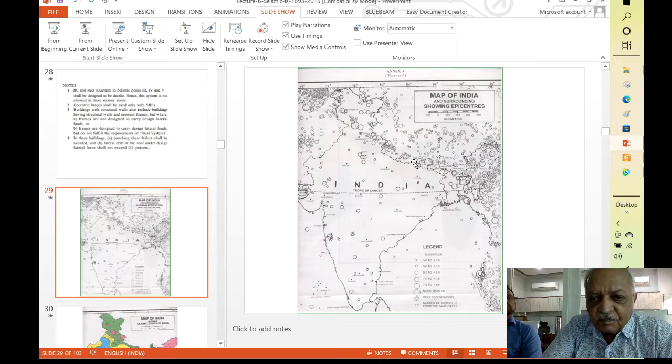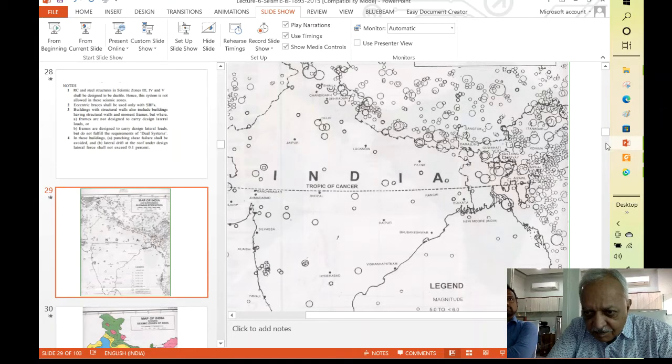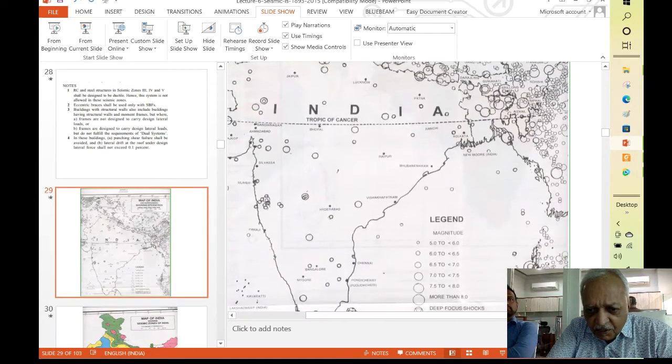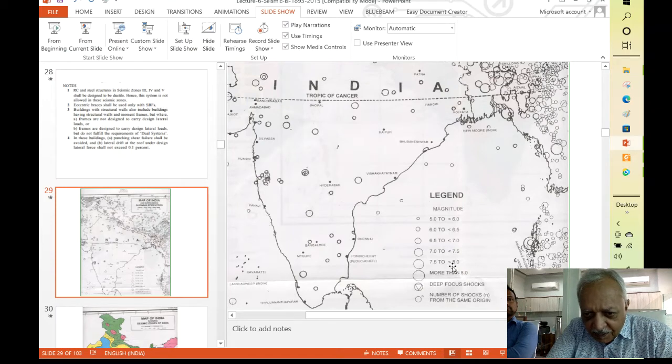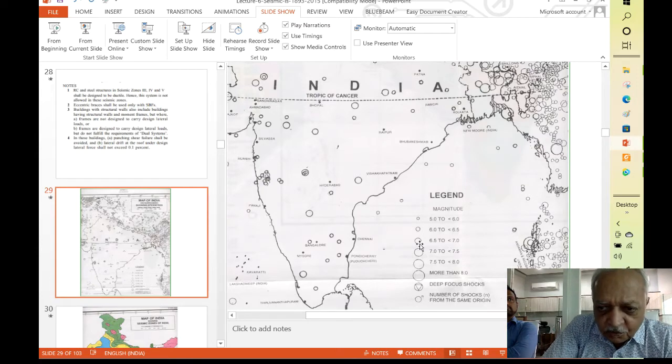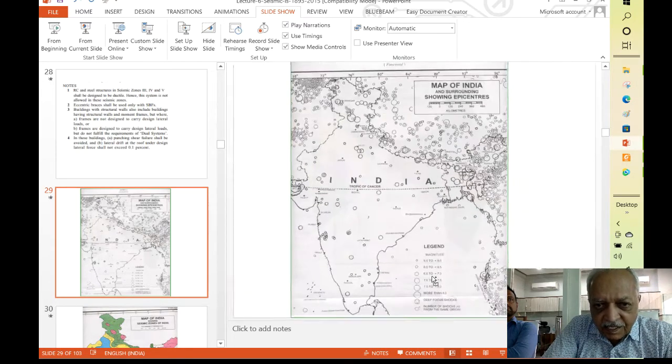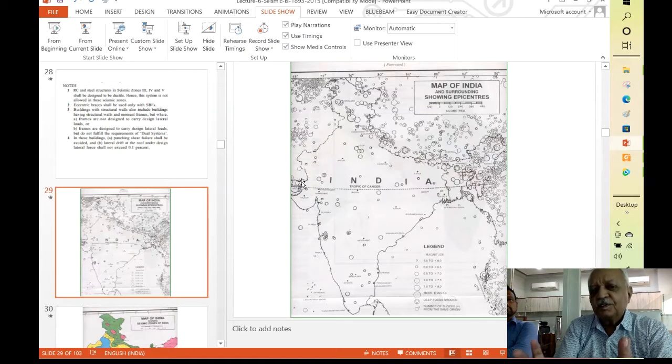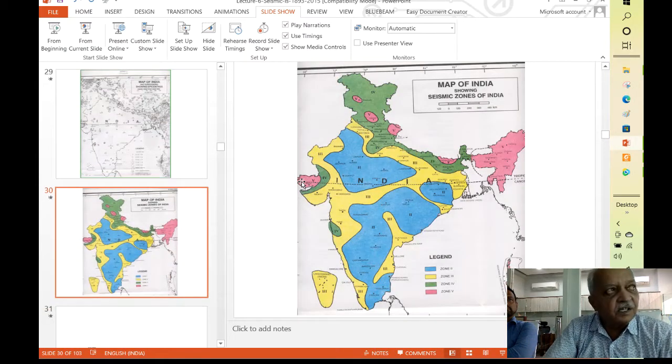Now this is, you can say, a map which shows the occurrence of earthquakes in the last maybe 100 years or so, where severe earthquakes have occurred. Depending on the diameter of the small circles, they are showing where large magnitudes of earthquake have occurred. So we can see that in northern India, in Kashmir or Assam, or even in Bhuj, some large earthquakes have occurred. So this map is used to finally divide the country into zones.